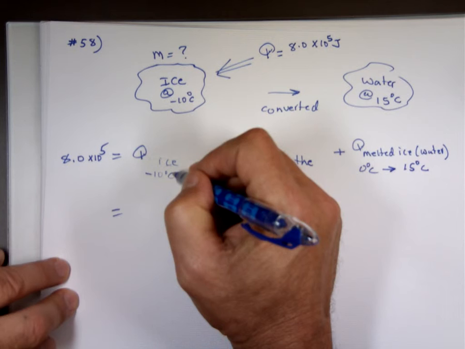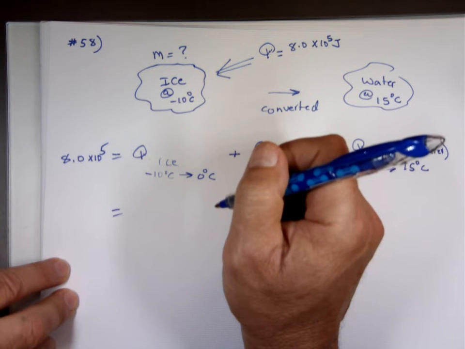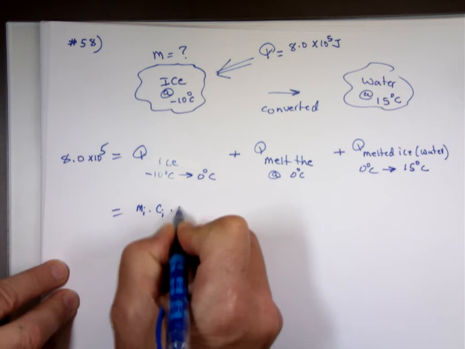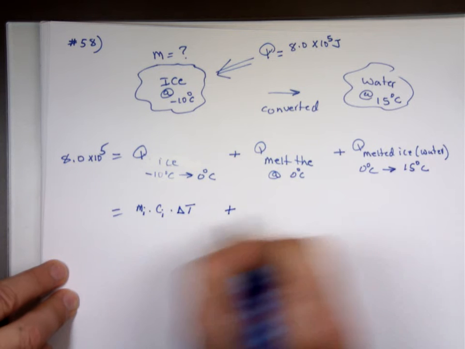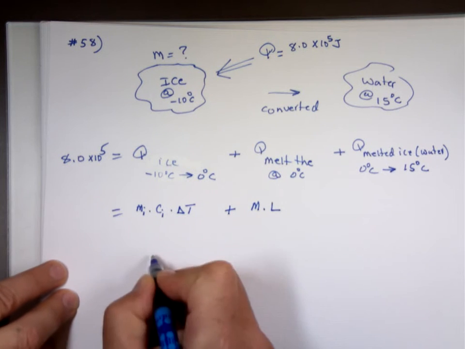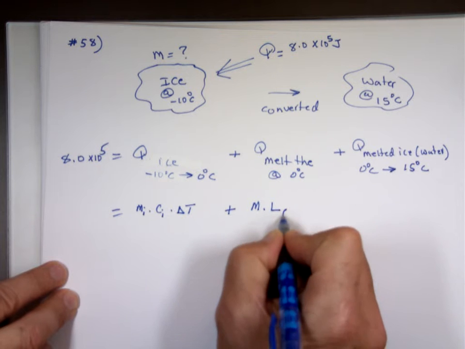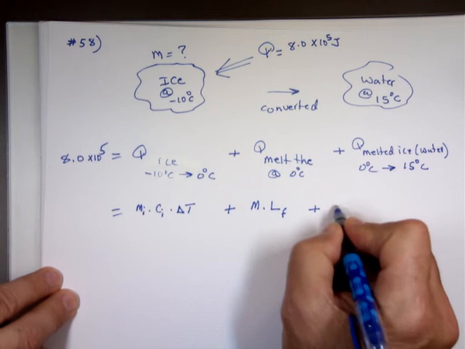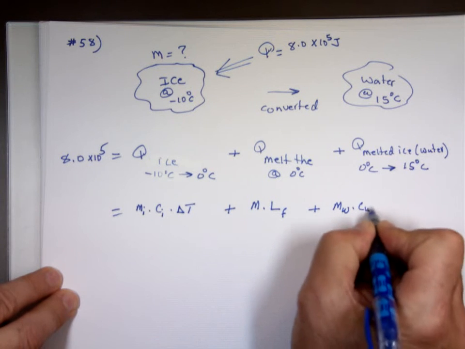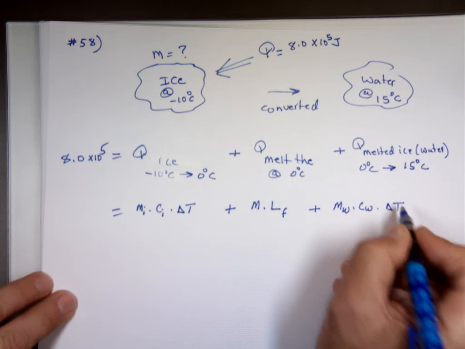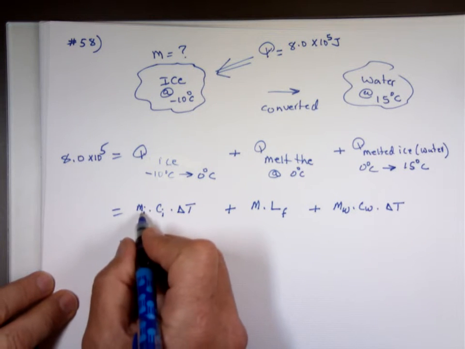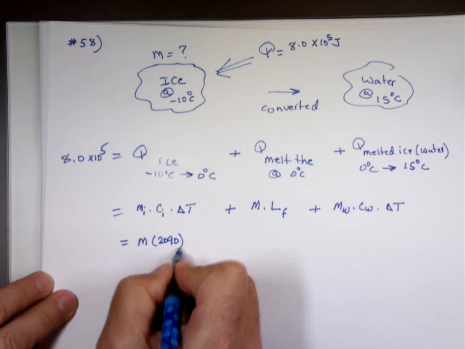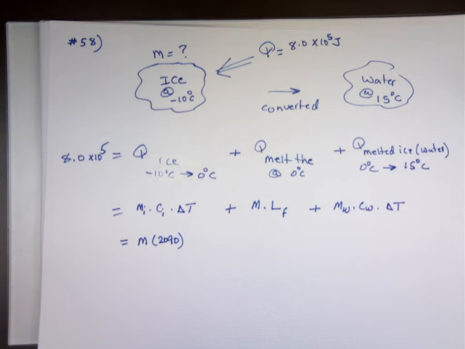Let's see. I think the heat for ice is going to be the mass of the ice, C of the ice, times delta T. Melted, M times L, L for fusion. Plus M of the melted ice, which is water, C of the water, times delta T. The mass of the ice, unknown. C, I think, is 2090 for ice. I think it's 2090. Let's double check it.